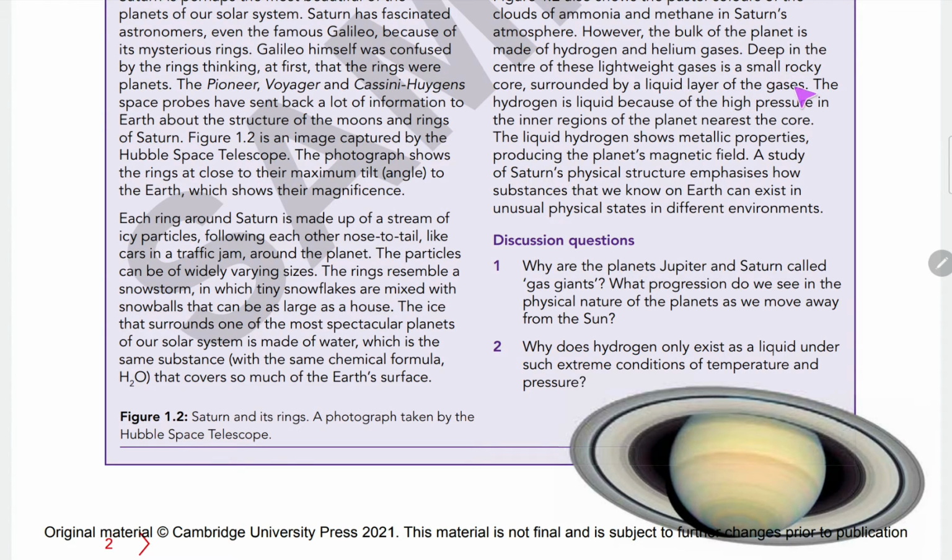So deep in the center of these lightweight gases is a small rocky core surrounded by a liquid layer of gas. The hydrogen is a liquid because of the high pressure in the inner region of the planet nearest the core. The liquid hydrogen shows metallic properties, producing the planet's magnetic field. Okay, so a study of Saturn's physical structure emphasizes how substances that we know on the Earth can exist in unusual physical states in different environments.